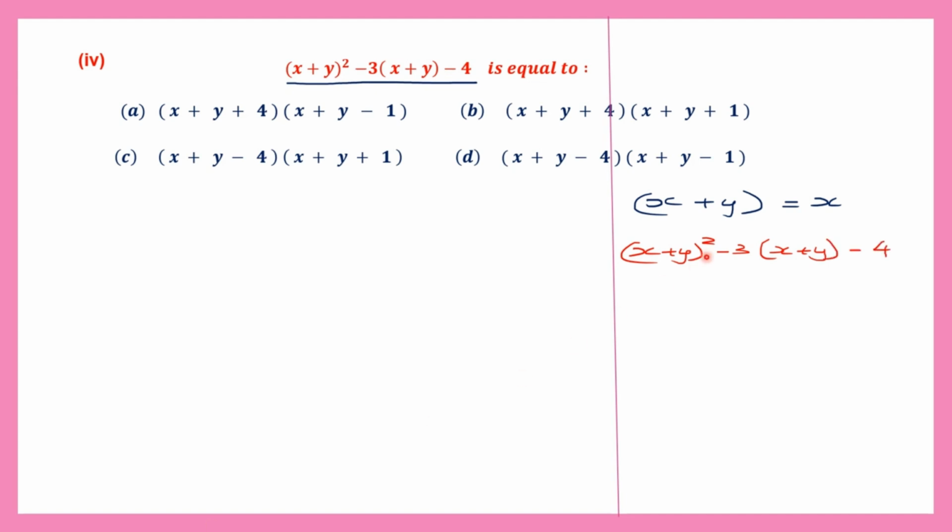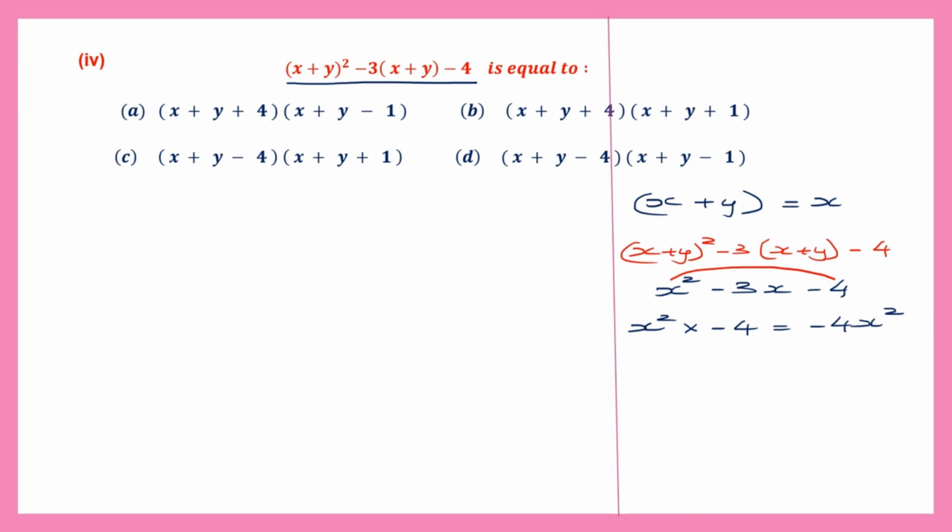Okay, and here I said x plus y, let's consider it to be only x. So this whole thing, I'm going to take it as x. So this becomes x square because x plus y is x, minus 3x plus y is x, minus 4. So now that we have got it in this form, we can follow our steps. That is, we multiply the first term and the last term. So x square into minus 4 is minus 4x square. So now we have got minus 4x square.